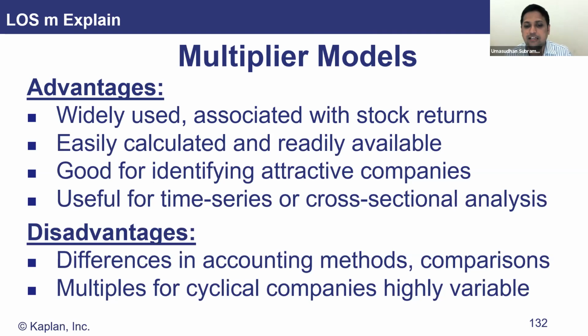And multiples for cyclical companies can be highly variable, because they can go up and down. So what do you think will happen to the multiples in good economic times for cyclical stocks, and what will happen to the multiples in bad times? It will be higher in good times, because they tend to trade at a premium. In bad times, they're going to trade at a low. So you cannot really say what should be the PE ratio for these stocks, isn't it?